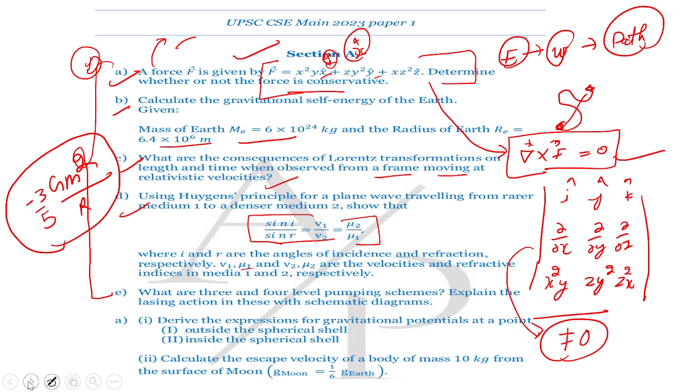Okay, so you can do it like this. Here are the incident waves coming toward the boundary. It is said that this is a rarer medium. Let's say the wave is moving here with speed v1. And when it moves toward the denser medium, that is the second medium, its speed is going to change, like this.